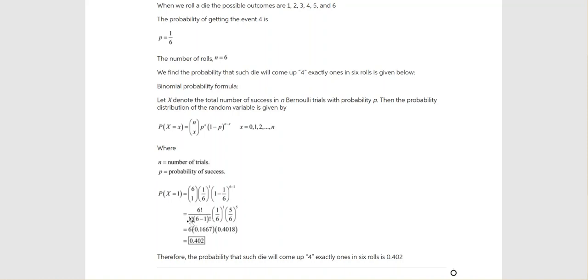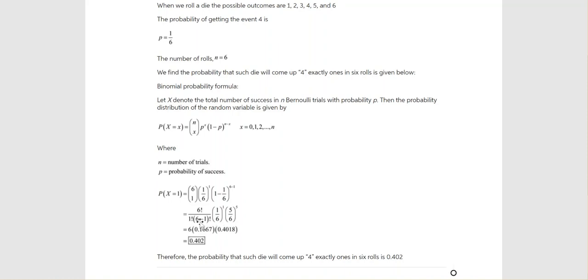You've got these buttons on your calculator, the factorial buttons. And then it's 1/6, that's the p, raised to the x, which is 1. And then 1 minus p, 1 minus 1/6 is 5/6, raised to the n minus x power. 6 minus 1 is 5. So notice your powers add up. 1 and 5 is 6. And then also the probability and the probability of it not happening are going to add up to 1. So 1/6 and 5/6 add up to 1.